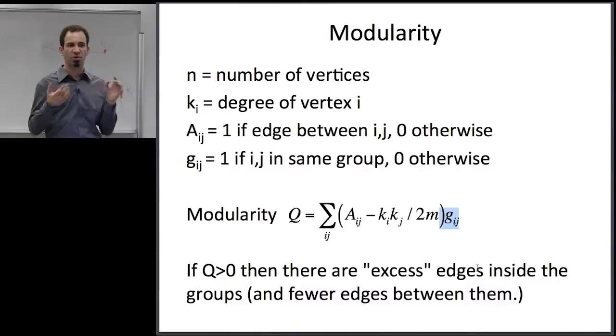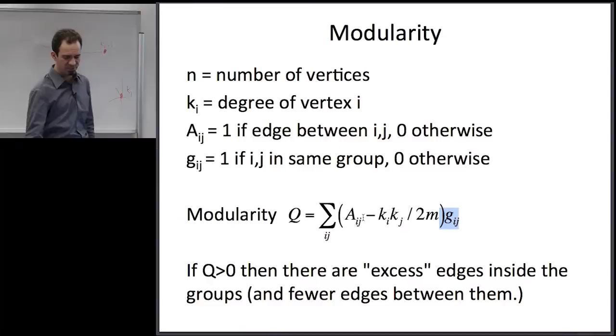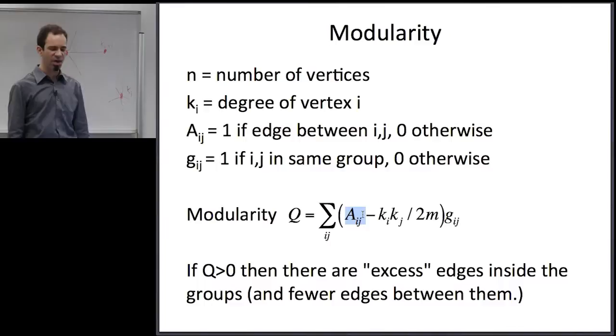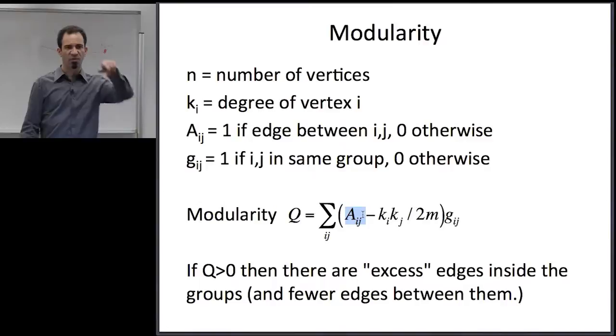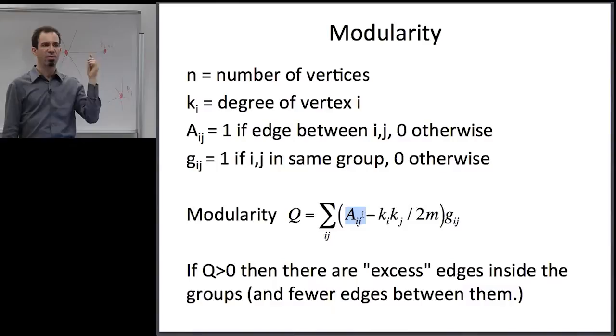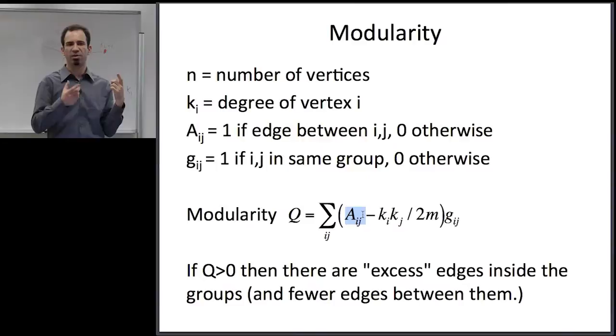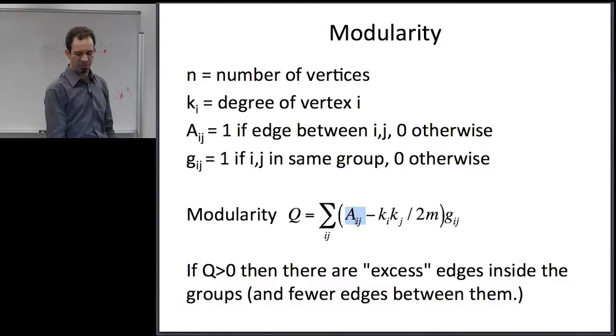And then the thing I'm going to do is this thing. So this is the difference between how many edges are actually there in the graph, so that's that A_ij, minus how many I would have in a random graph. So if I sum over all of these, what I'm doing is I'm adding up the difference between the edges that I have minus the edges I would have randomly, but only for the edges inside the group. So if this thing ends up being positive, then what I've got is more edges inside a group than I would expect by chance.